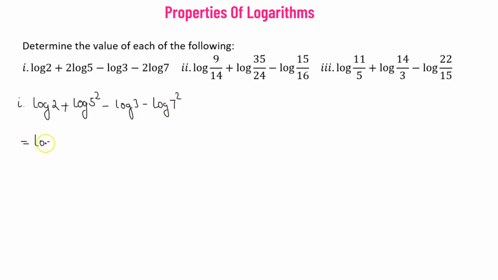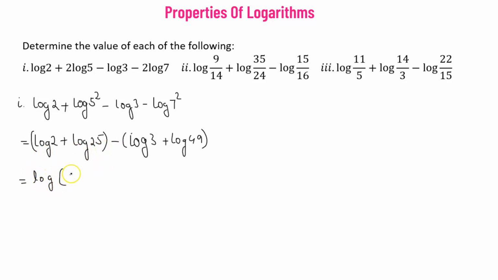So this is going to be equal to log of 2 plus log of 5 squared. So that's 25. So we will add them separately in the next step. Minus, we're going to take negative 1 as the common factor. So we have log of 3 plus log of 49. Now log of 2 plus log of 25. So this is going to be equal to log of 2 times 25 minus log of 3 plus log of 49. So that's log of 3 times 49.